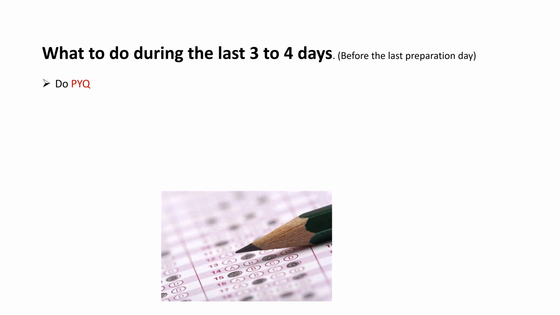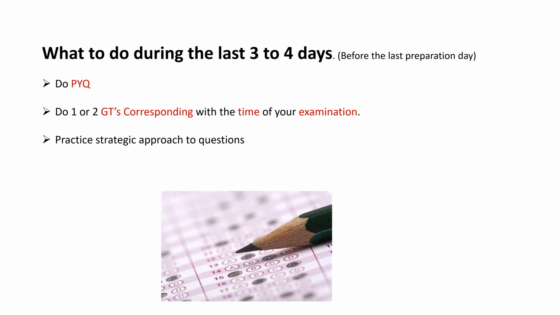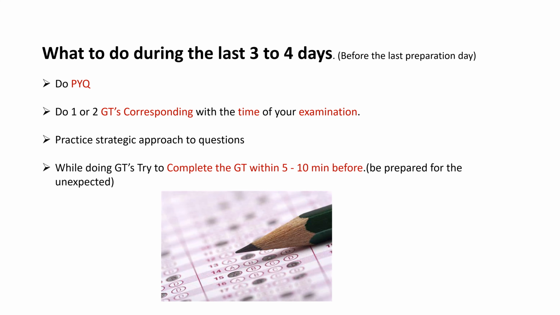You're supposed to do GTs, one or two at max, and ideally it is better to do those GTs exactly corresponding with the time of your examination. For example, if your exam is between 9 and 12:30, it's better to practice a GT between those hours. Other than that, whenever you are doing a GT, try to complete it 5 to 10 minutes early. It will just make you faster.